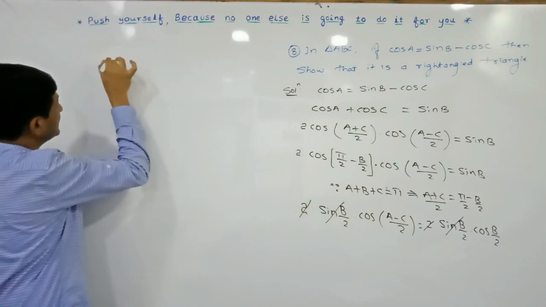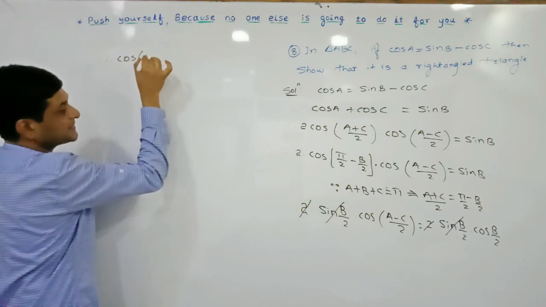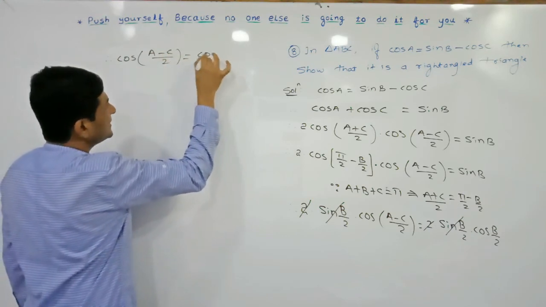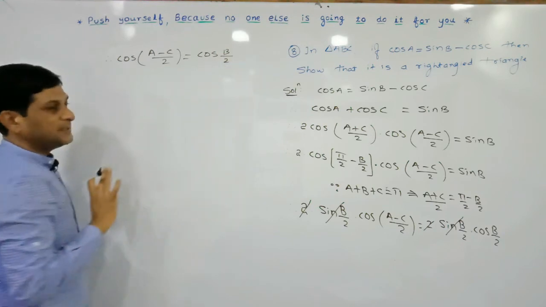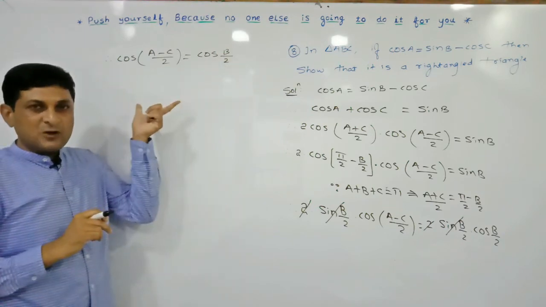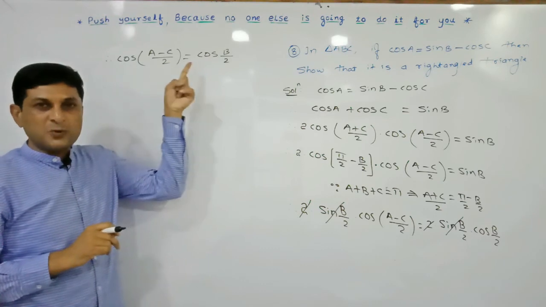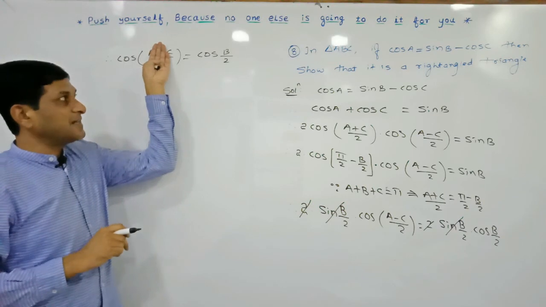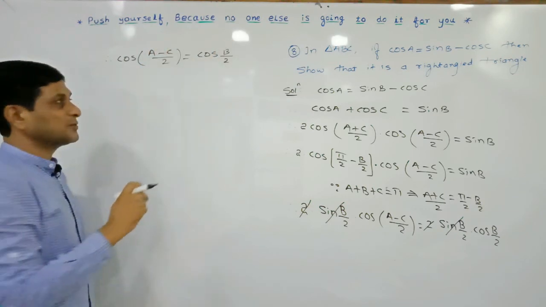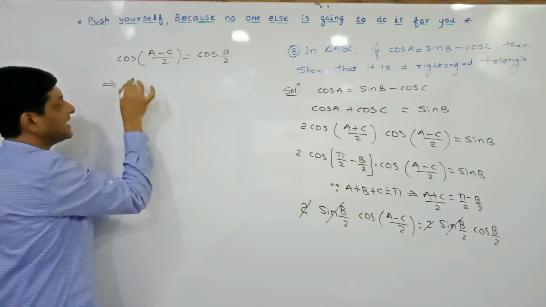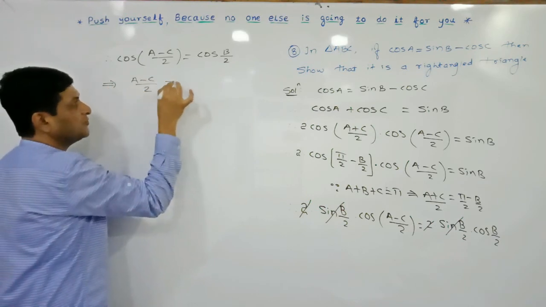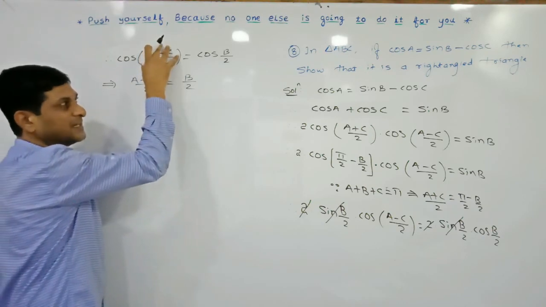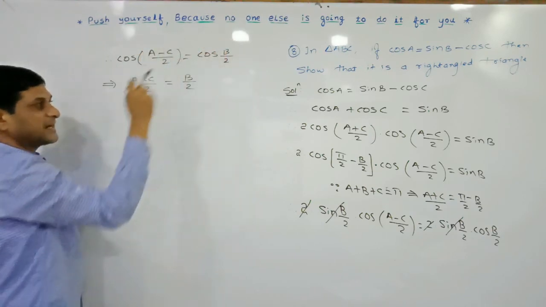So the remaining term on the left hand side is cos((A-C)/2), and on the right hand side is cos(B/2). Now comparing both sides, we can observe that this side also contains the term of cos, and this side also contains the term of cos, and both sides are equal. That's why we can say that the value of theta on both sides is also equal. So this implies that (A-C)/2 will be equal to B/2. Just simply comparing both sides, whatever the angle is, the same angle will be on the right hand side.